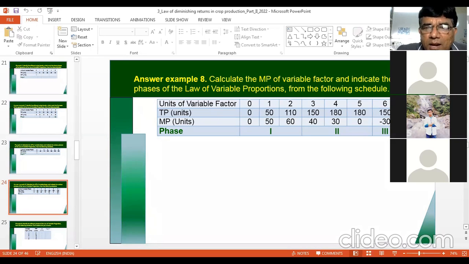Then how to decide that it is my stage 2? Because if you remember, the MP will start falling, decreasing in stage 2, and it will reach 0. So end of the stage 2 is when your MP is 0. So therefore, up to 0, my stage will be 2. And then when your MP is negative, that means my stage is 3rd. Is that clear to everybody?